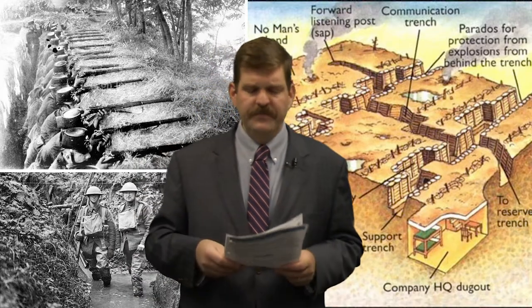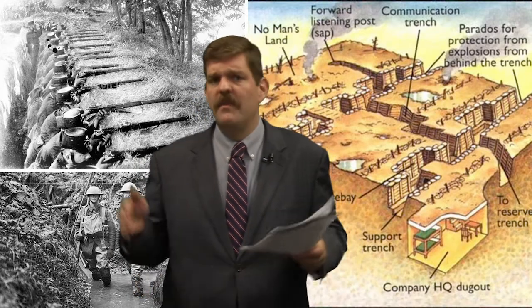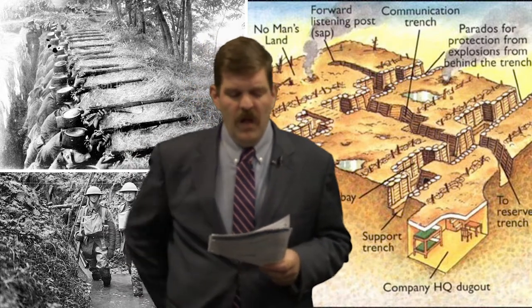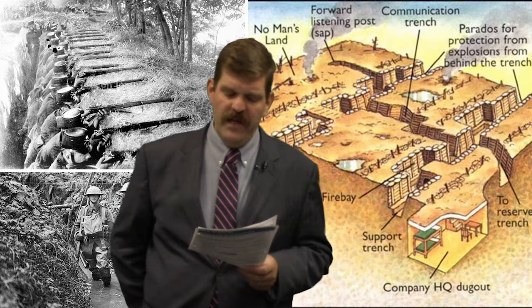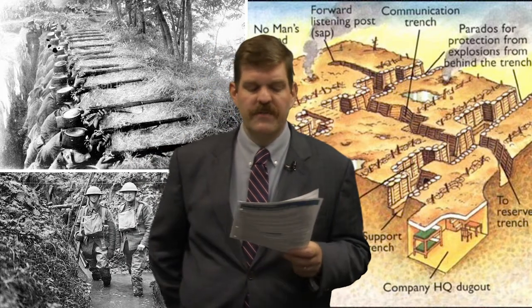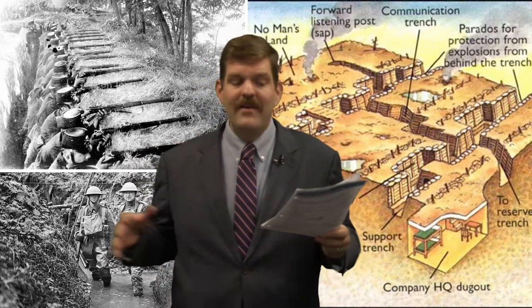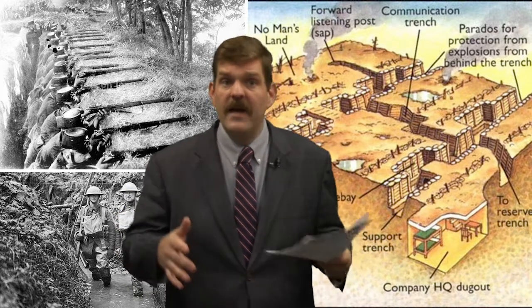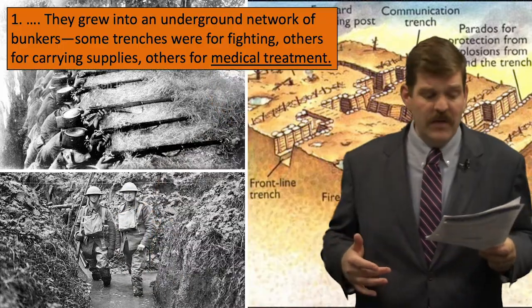Roman numeral number 6. Let's spend a little bit more time talking about the fighting over there. And first we'll spend some time on trench warfare. Along Germany's western front, which was France, both sides dug trenches for soldiers to fight from. They grew into an underground network of bunkers. Some trenches were for fighting and others were for carrying supplies, and there were back trenches for medical treatment.